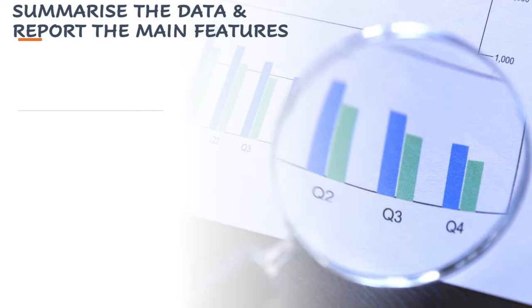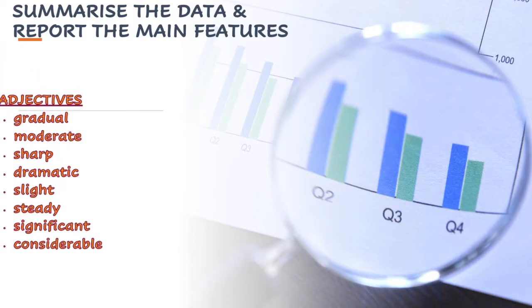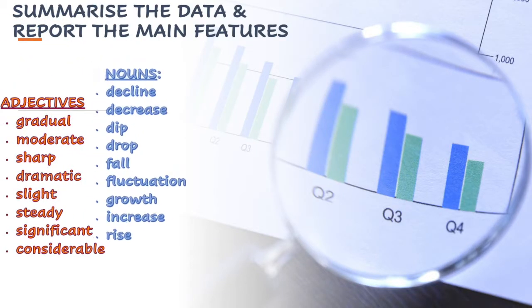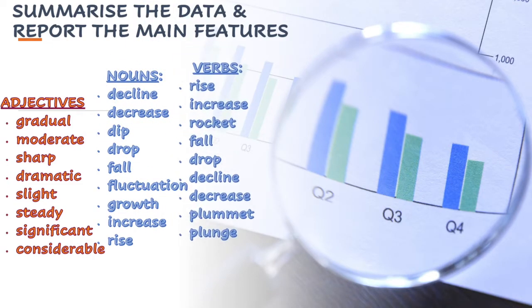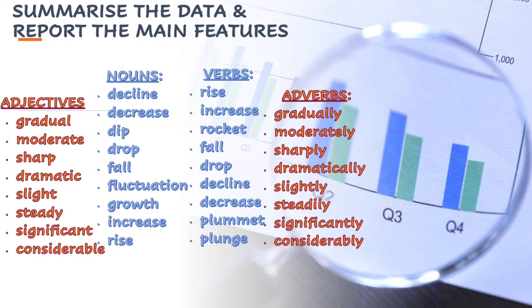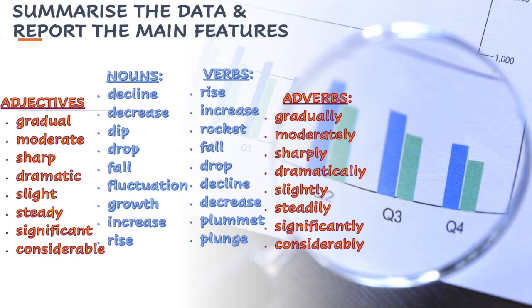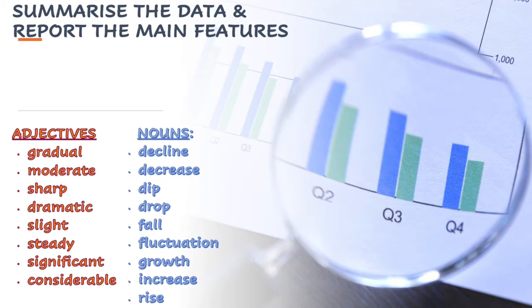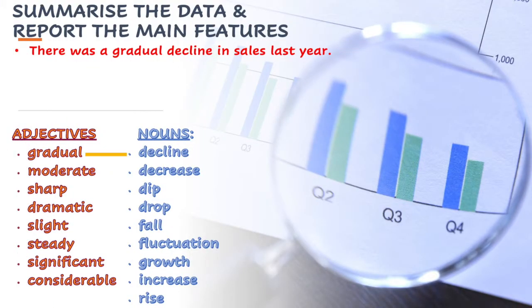Here is where you'll need a range of adjectives and nouns, or maybe verbs and adverbs. Why not? You can see them on the screen. Feel free to pause if you need to take them in a little bit longer, but I'd like to demonstrate how to use them. And I think you already know that adjectives and nouns go hand in hand together, which is why I'm going to try and combine gradual and decline. And I would get something like this. There was a gradual decline in sales last year.